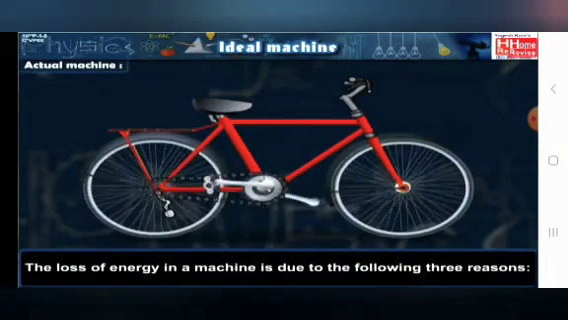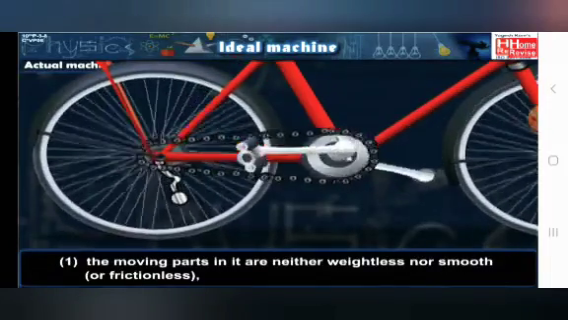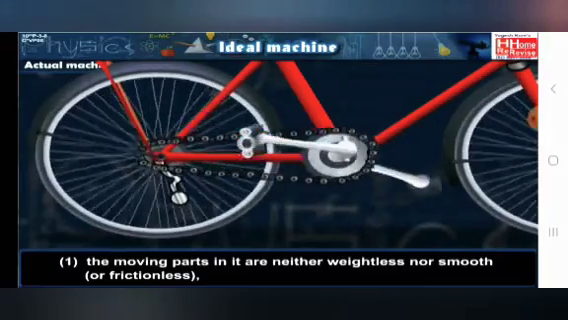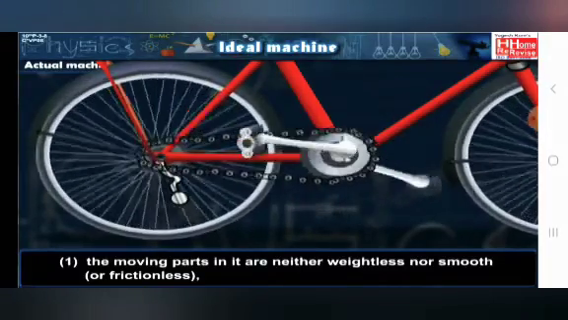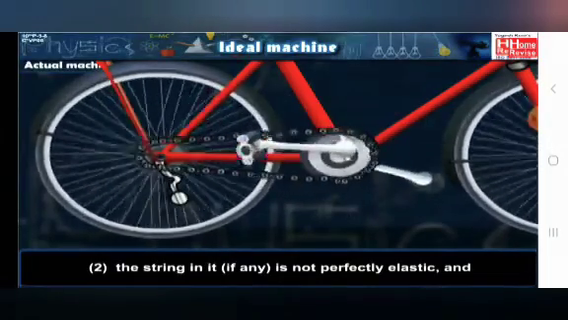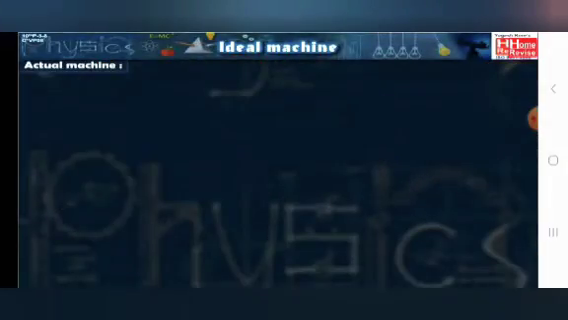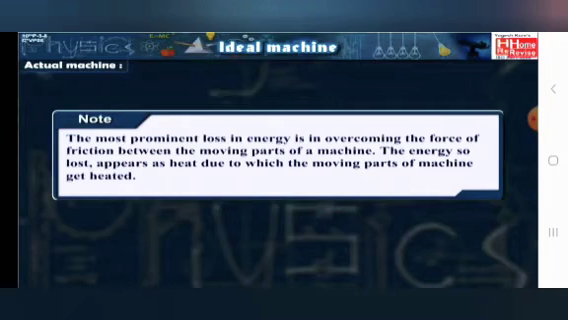The loss of energy in a machine is due to the following 3 reasons. 1. The moving parts in it are neither weightless nor smooth or frictionless. 2. The string in it, if any, is not perfectly elastic. And 3. Its different parts are not perfectly rigid. Note: the most prominent loss in energy is in overcoming the force of friction between the moving parts of a machine. The energy so lost appears as heat, due to which the moving parts of the machine get heated.